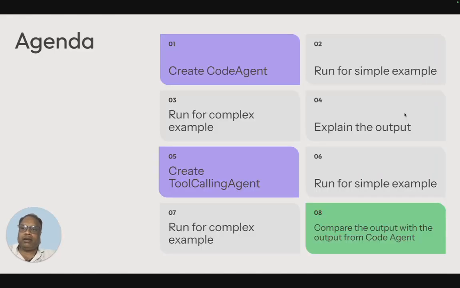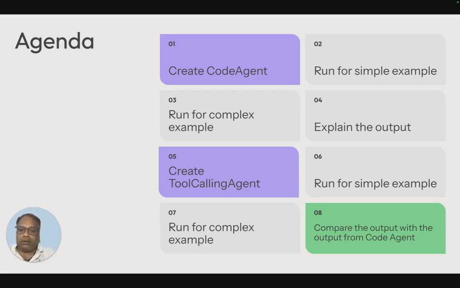So here is the agenda. I will actually create a code agent based on the Hugging Face library, smolagents. And then I will run a simple example. Then after that, I will also run a complex example and I will show you what is the difference between the code generated by the code agent in the first prompt and in the second prompt. After that I will explain the output.